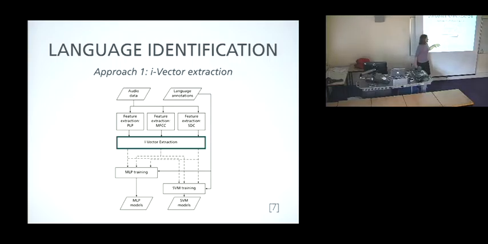And then I trained models on those I-vectors, and I tried MLPs and I tried SVMs. So this was a couple of years ago. By now I probably would train different models on that.